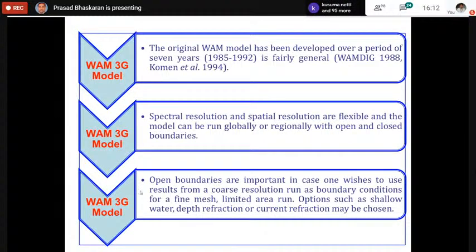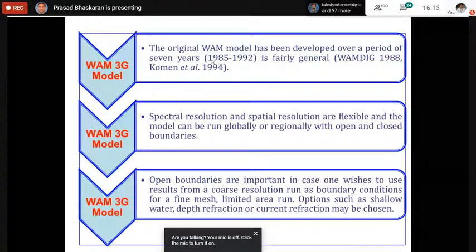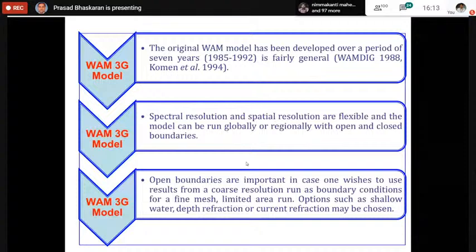Now, of course, these are some general things about the third generation wave models. The original wave model was developed by Komen et al. Komen was a person who has contributed a lot. It has taken nearly 7 years to develop this wave model, and the spectral resolution and the spatial resolutions are flexible, and the model can be run on the global scale. It can also be run on the regional scale.